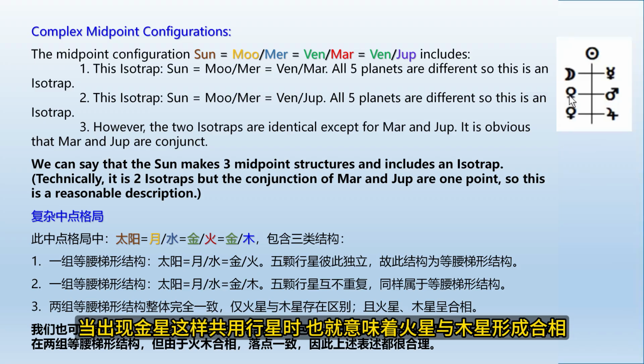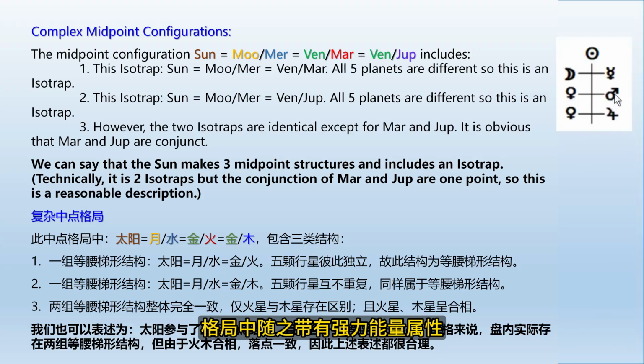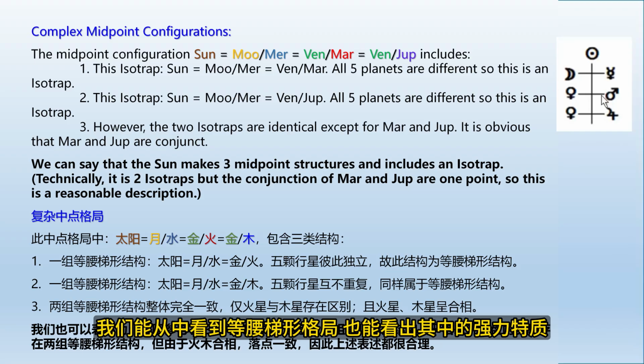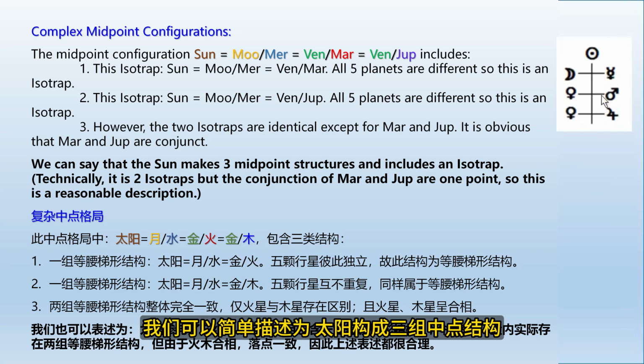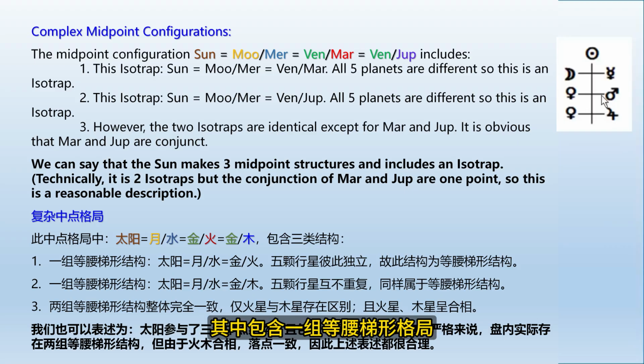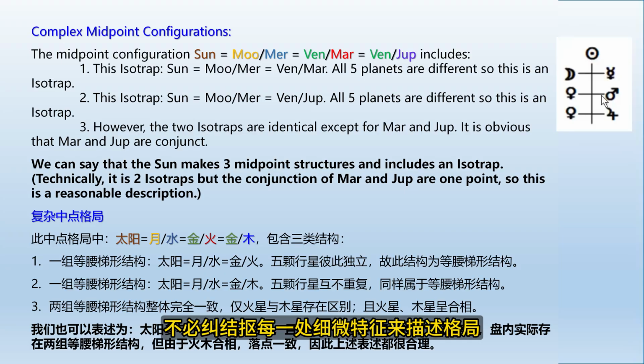And when you see a planet repeated like Venus, that means Mars and Jupiter are conjunct. So there's a power element going on. So you're noticing there's an isotrap, there's a power thing going on. You might be at a loss for words, and you don't have to complicate it. So what we can do here is say that the Sun makes three midpoint structures, and it includes an isotrap. Good enough, okay? You don't have to drive yourself crazy picking up every fine nuance to describe the pattern.